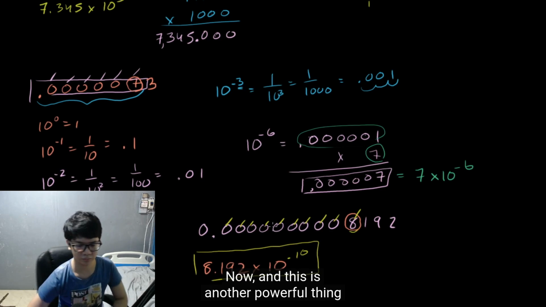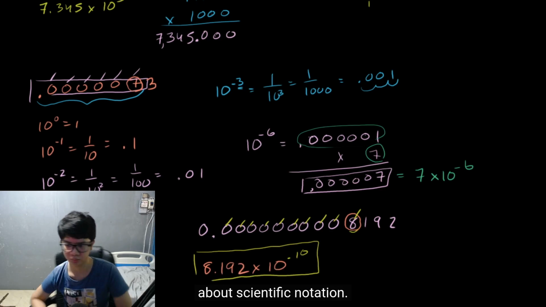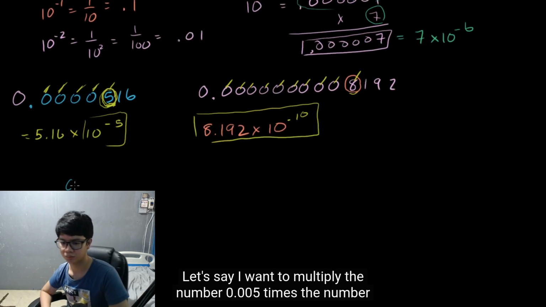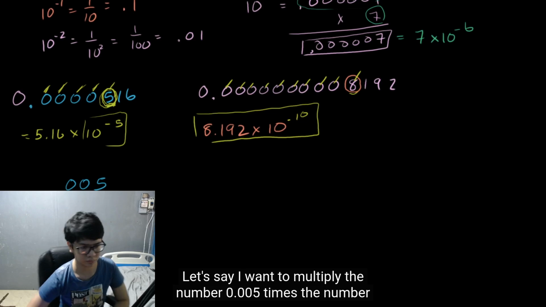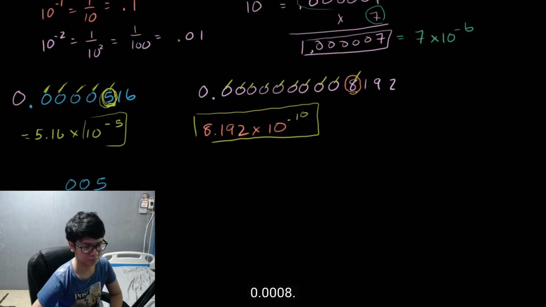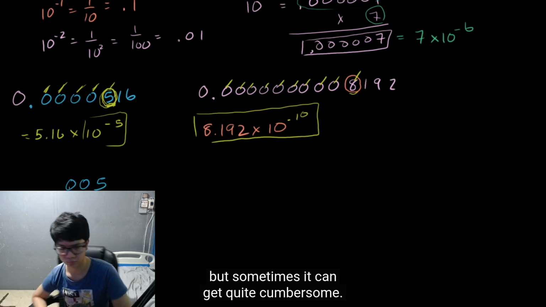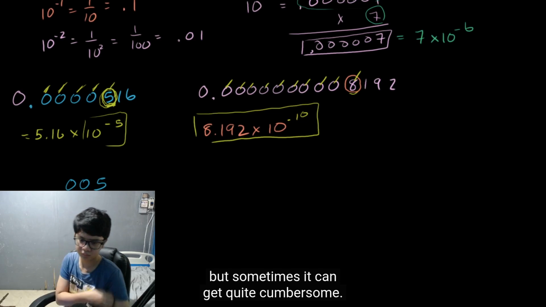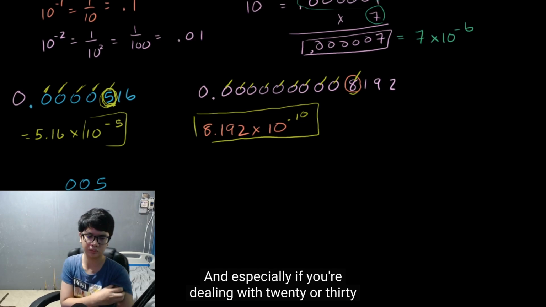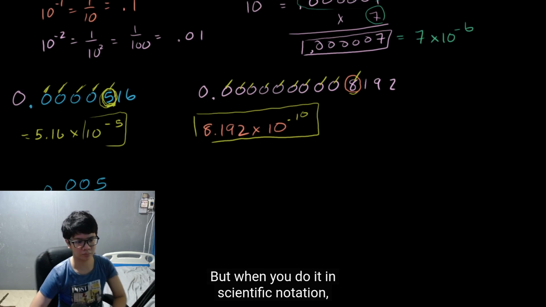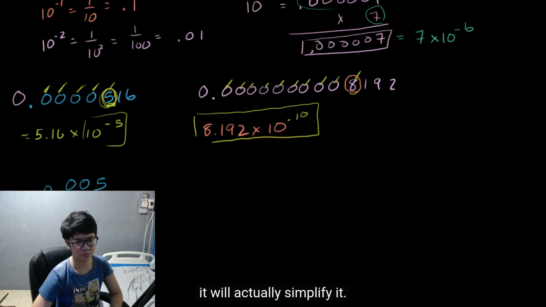Now, and this is another powerful thing about scientific notation. Let's say I have these two numbers and I want to multiply them. Let's say I want to multiply the number 0.005 times the number 0.0008. This is actually a fairly straightforward one to do, but sometimes it can get quite cumbersome, especially if you're dealing with 20 or 30 zeros on either side of the decimal point. But when you do it in scientific notation, it'll actually simplify it.